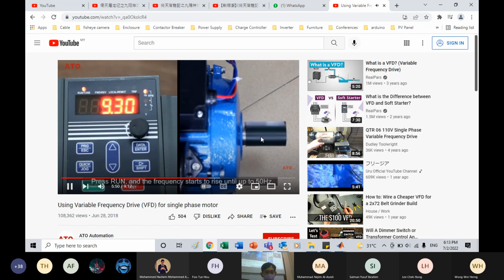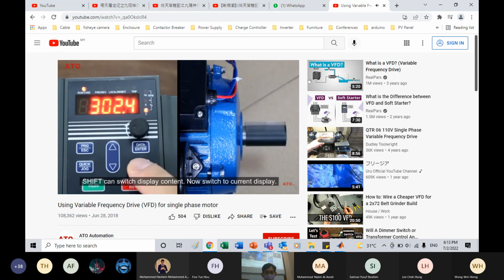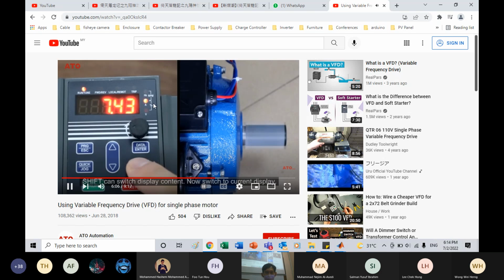You can see that it rotates based on the frequencies. 50 Hertz is 3000 RPM. And you can see the voltage, the current.